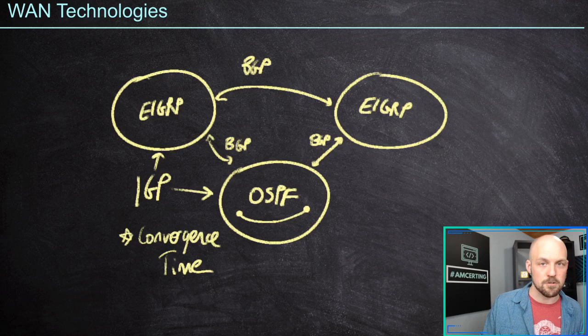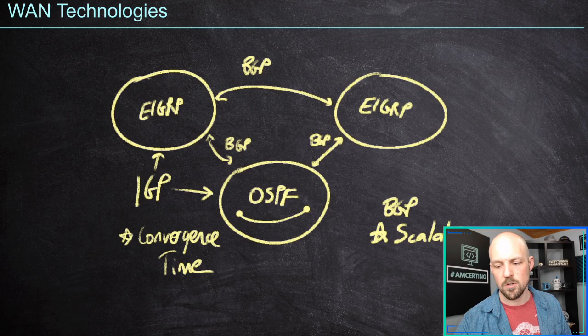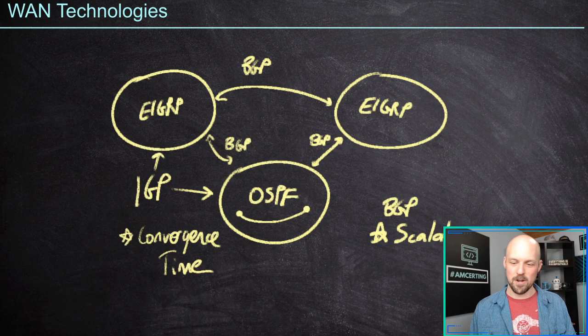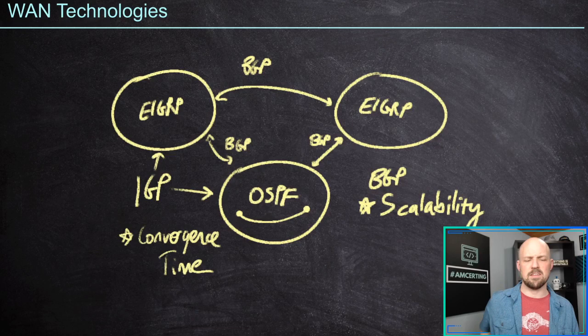BGP's goal, when we're talking about BGP, is scalability. We want to be able to scale. Let me just write it where y'all can see it. BGP's goal is scale. Scalability. And I spelled it right this time.